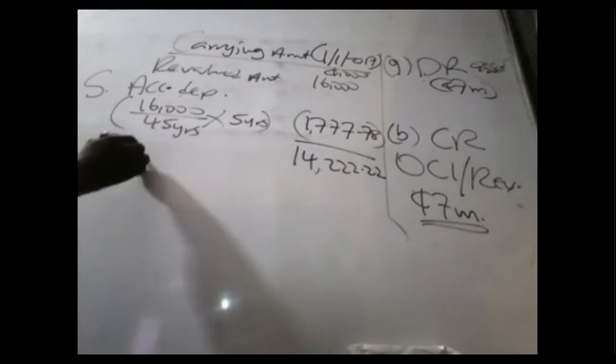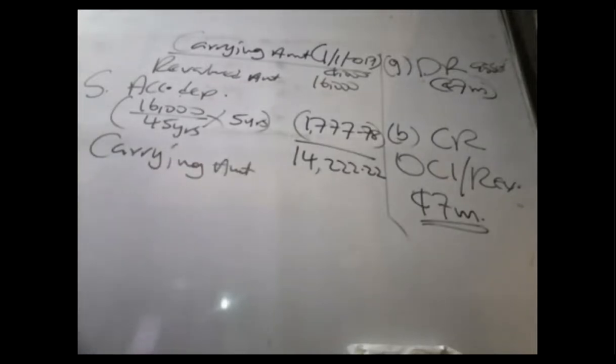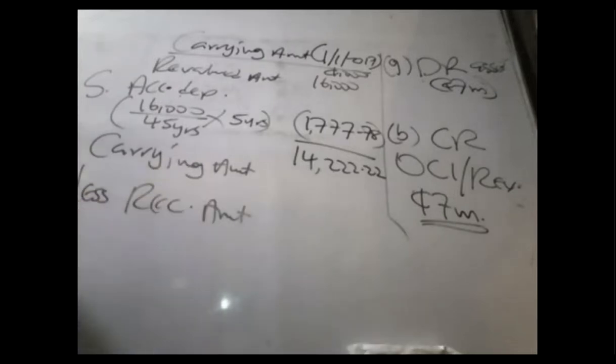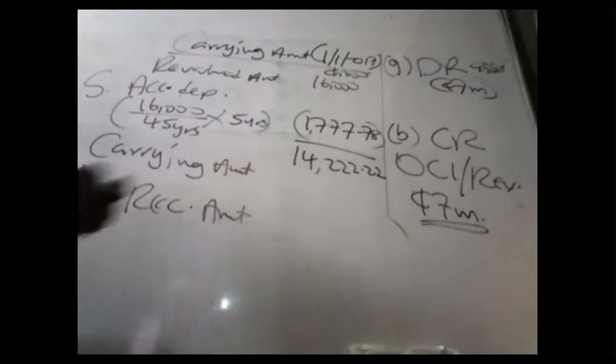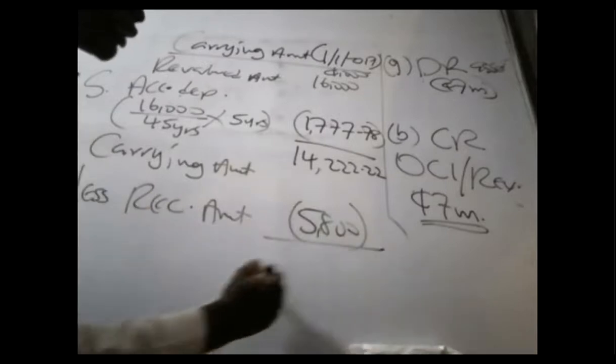That is many. Okay, so if this is the current amount at the date of impairment test, we can continue the game by telling the examiner: less the recoverable amount, that should give us the impairment. So let's go to this question and pick the impairment in here. The recoverable amount is 5.8 million, so 5,800. So what is the impairment here?